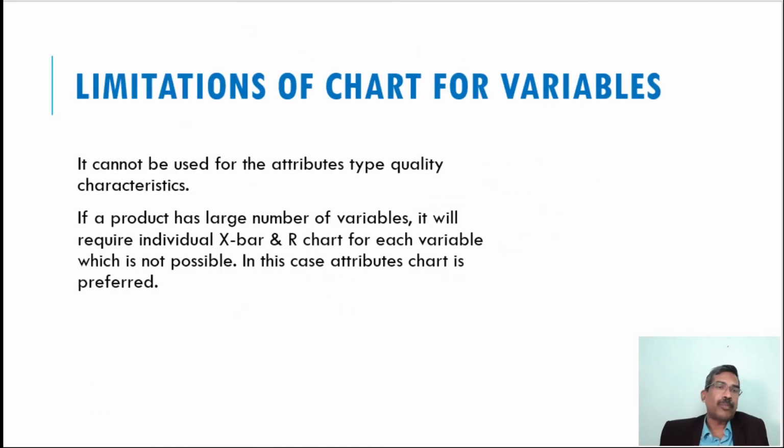Now, limitations of control charts for variables. First, control charts for variables cannot be used for attribute type quality characteristics. Second, if the product has a large number of variables, that means a large number of quality parameters, then for each parameter we will have to plot a separate control chart, which is very difficult. So these are the limitations.